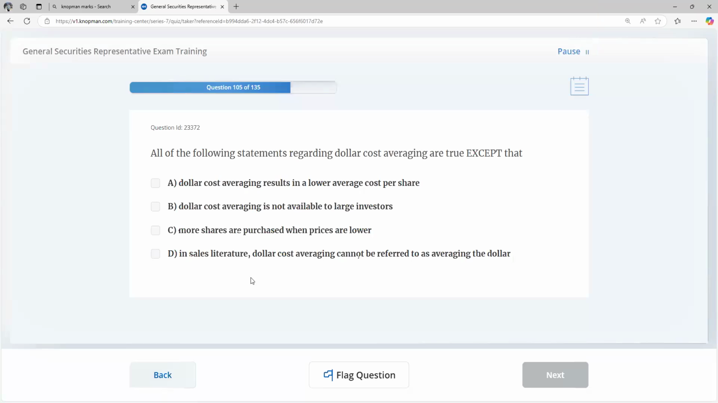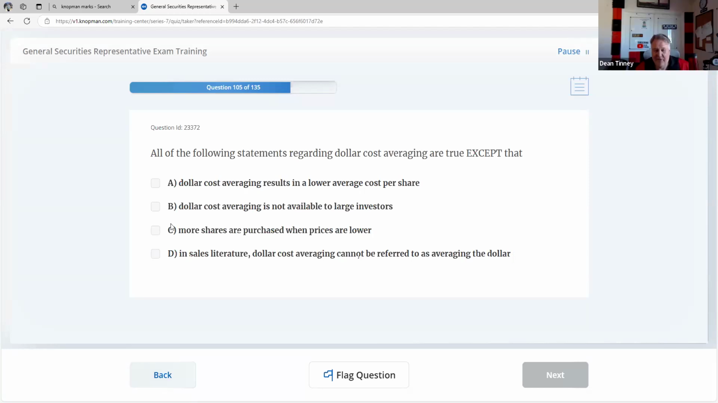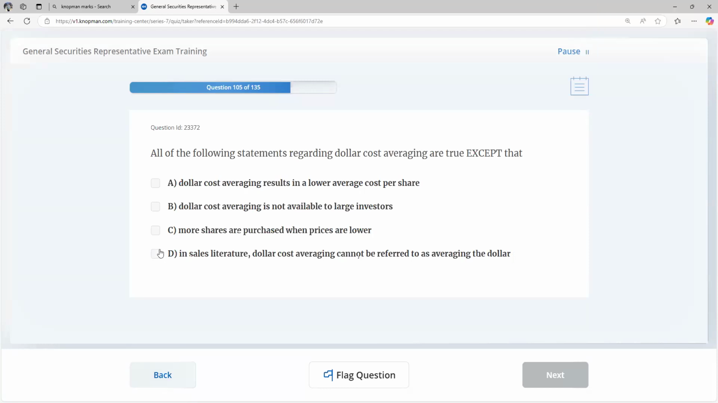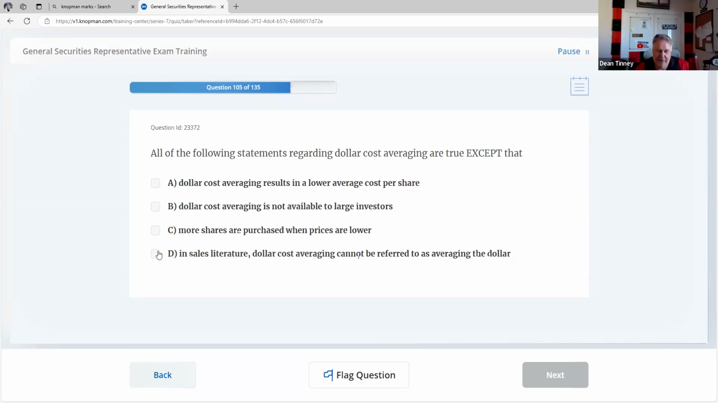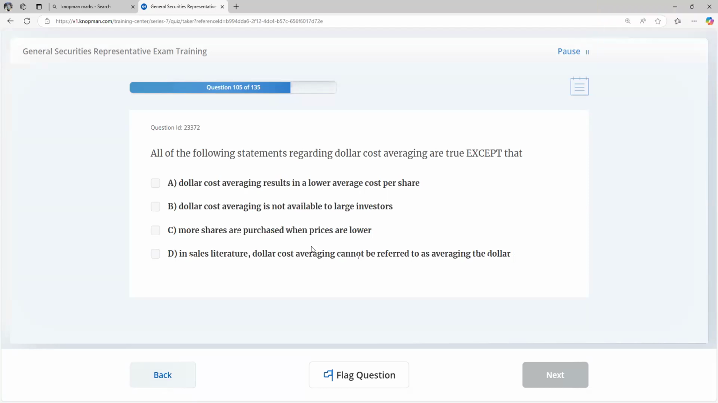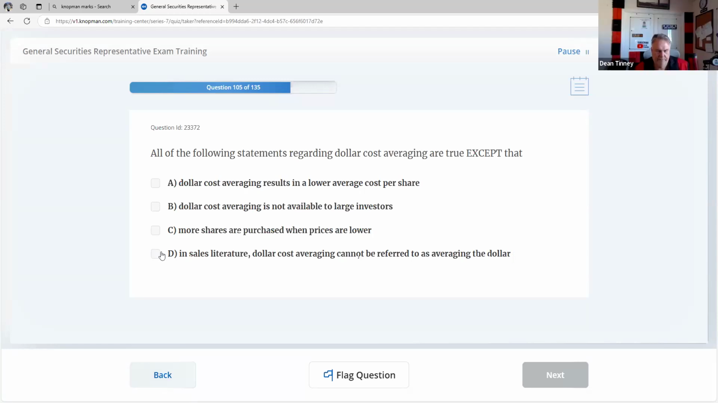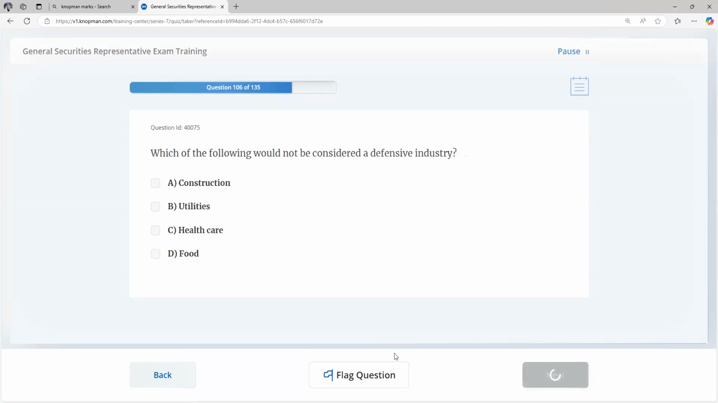Is it not available to large institutional investors? I've never heard that institutional investors are not allowed. You're going to buy more shares just when prices are lower. That's true too. So I'm going to say D just because I don't know what D is. I'm between B and D, but we'll go D. Okay, you're going to go D too. Yeah, I've never heard of it.